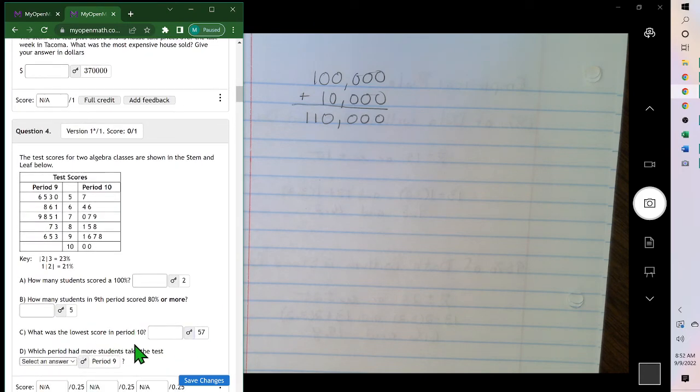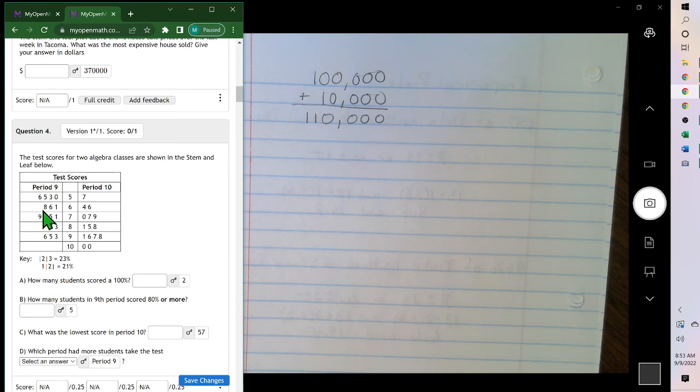What is the lowest score in period 10? This side's period 10, the highest was 100, the lowest 57. One more. Which period had more students take the test? Well, the number of leafs are the number of students because each leaf is a grade and each student got a grade. Which period had more students?